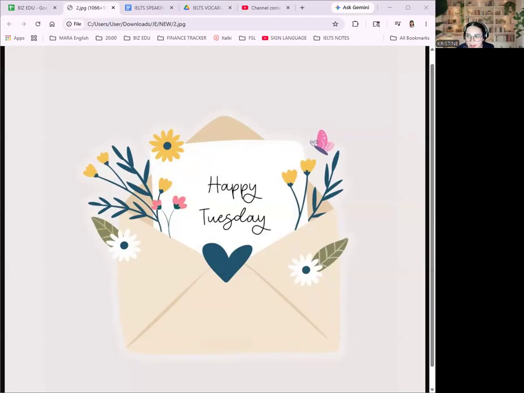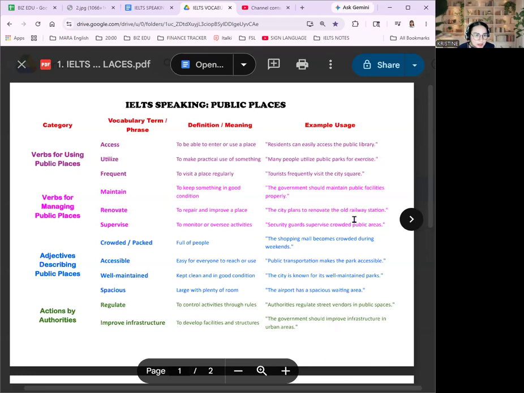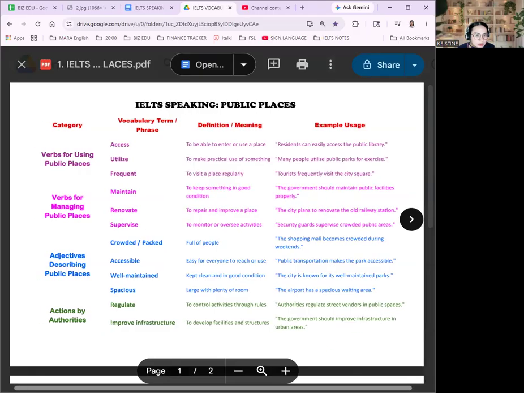So for our lesson tonight, Peter, we will start with a new topic. For tonight's topic, I prepared an IELTS vocabulary about public places. By the way, can you see my screen now? Yes, I can see now. Okay, if you can see my screen, Peter, can you please read the information on the screen?